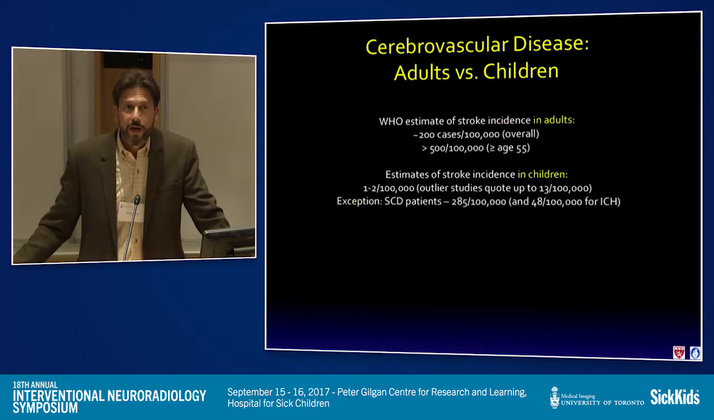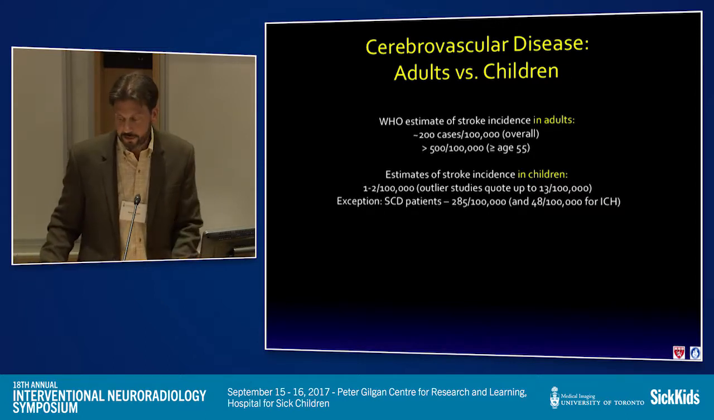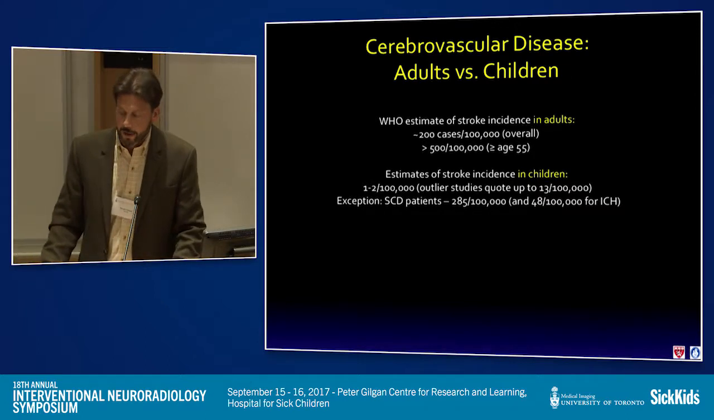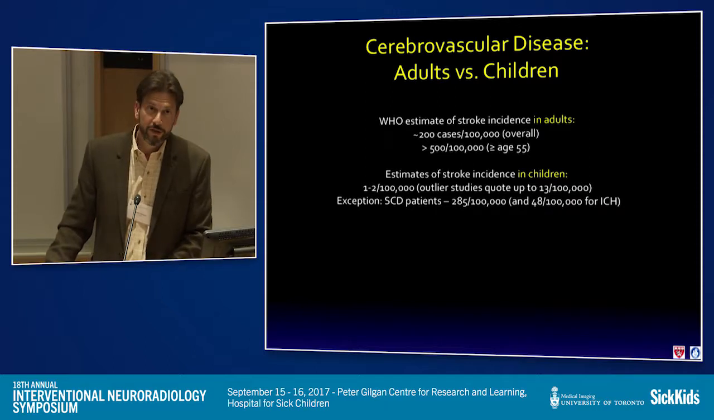And then in terms of raw incidence, if you look at the WHO numbers, in adults overall for all ages, about 200 cases of stroke per 100,000, going up to about 500 per 100,000 as you get over age 55. In children, it's minuscule. It's 1 to 2 per 100,000. Outlier studies show 10 per 100,000, other than the population of children with sickle cell disease, where the incidence does approach the incidence in adults.